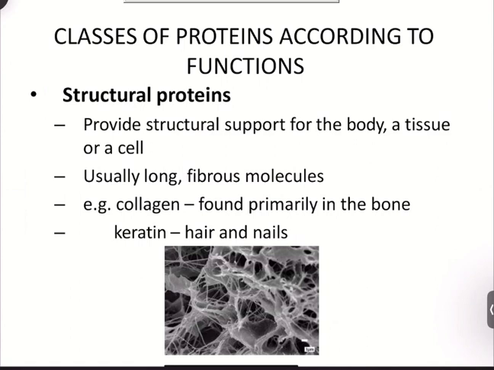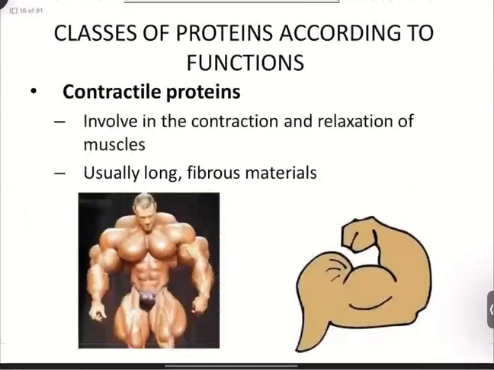Okay? Your collagen is primarily found in the bone. Okay? It is a component of your bone, but also in other structures like your skin. Okay? Keratin is a protein mainly found in your hair and nails. They are the primary component of your hair and nails. Okay? So they are structural proteins. According to function, you do have the contractile protein. It involves contraction and relaxation of muscles. They are usually long and fibrous materials. Okay?